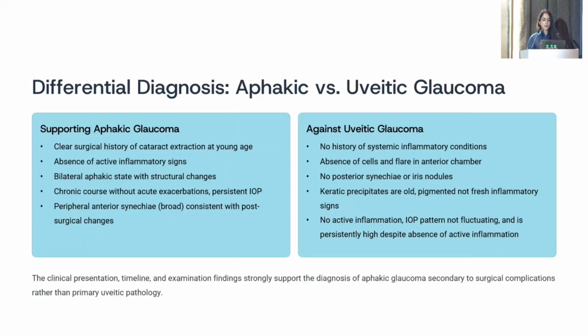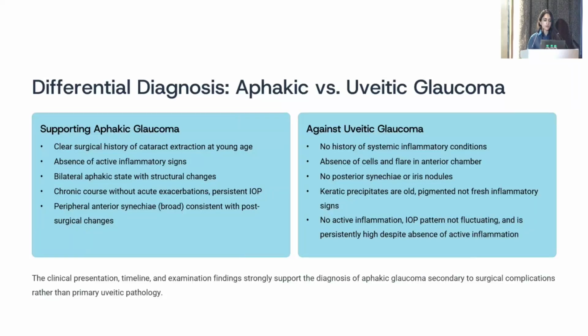Against uveitic glaucoma: no history of systemic inflammatory conditions, absence of cells and flare in the AC, no posterior synechiae or iris nodules, keratic precipitates were old and pigmented, not fresh inflammatory, no active inflammation, IOP pattern not fluctuating, and it was persistently high despite absence of active inflammation. The clinical presentation timeline and examination findings strongly support the diagnosis of aphakic glaucoma secondary to surgical complications rather than primary uveitic pathology.